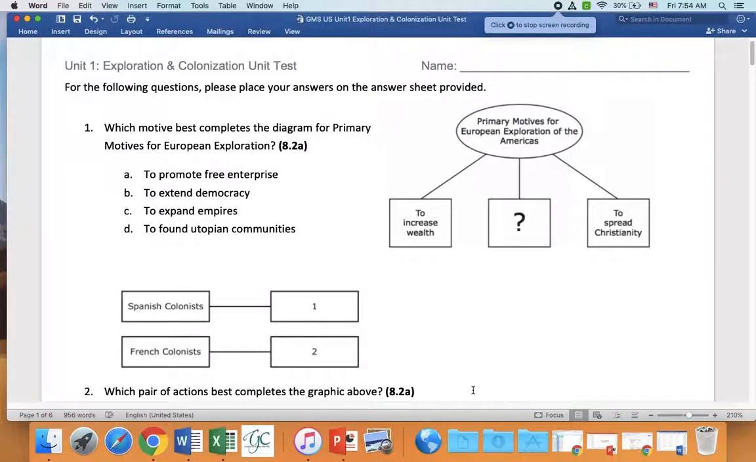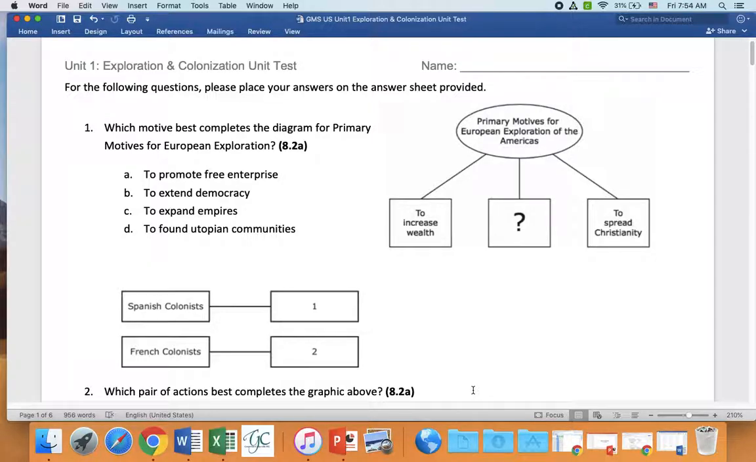Exploration and Colonization Unit Test. Number 1, which motive best completes the diagram for primary motives for European exploration? So to the side, the infographic states, primary motives for European exploration of Americas. It was to increase wealth, to spread Christianity.